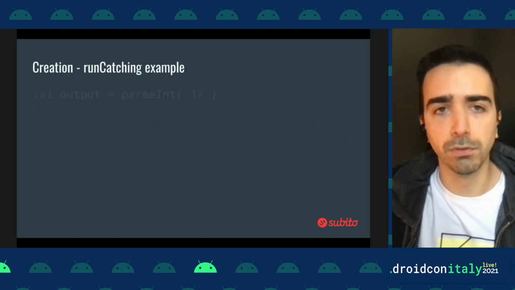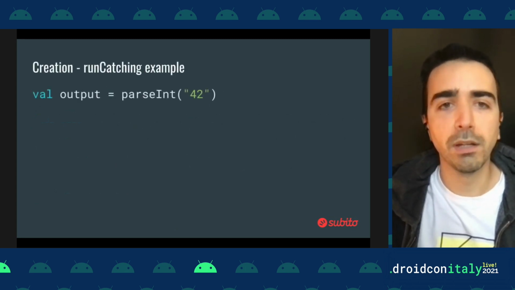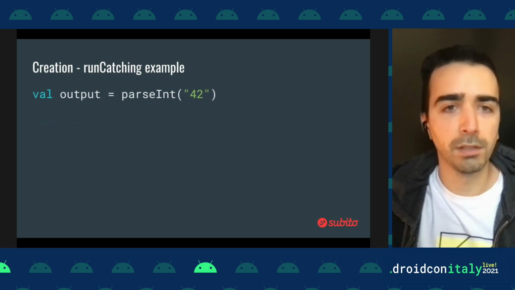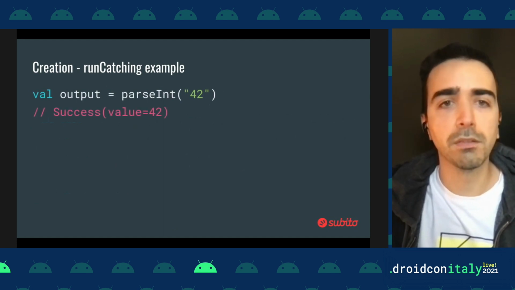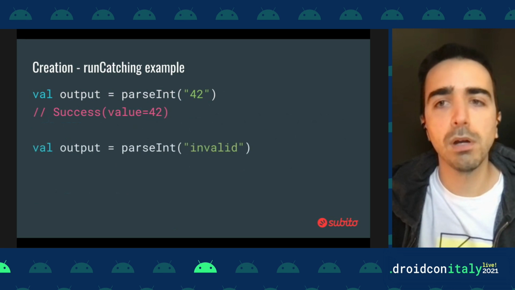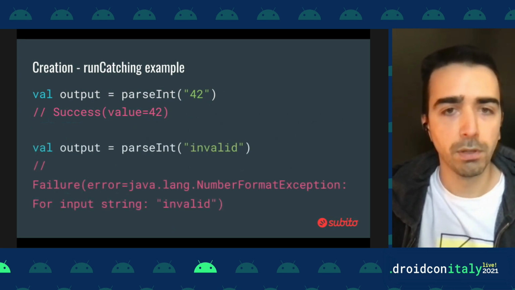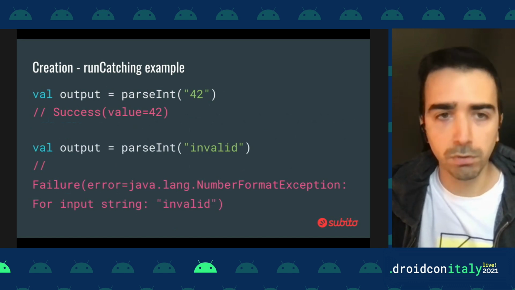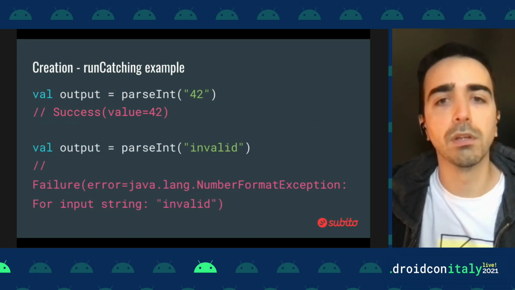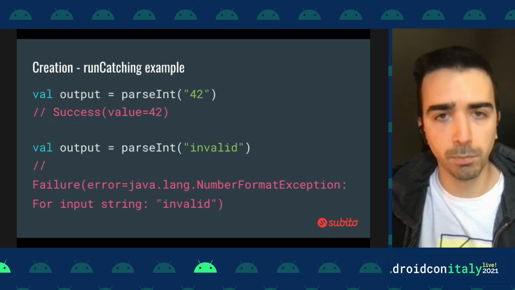Let's see how we can use this method. If we pass some valid input, we get back a Success, and this time the value is an integer. Otherwise, if we pass an invalid input, we will get back a Failure. And again, here we are not throwing that exception. We are just using the NumberFormatException as the type.